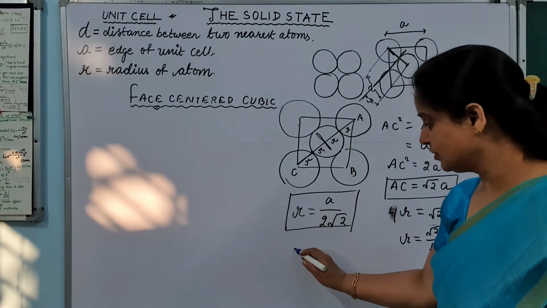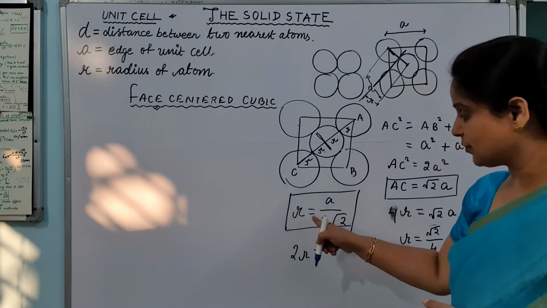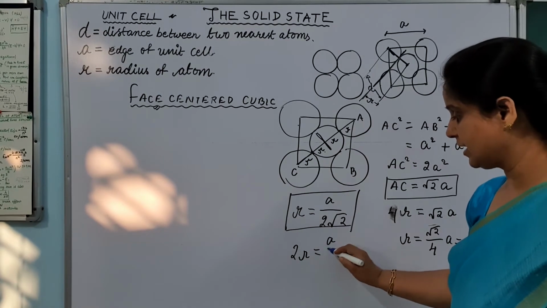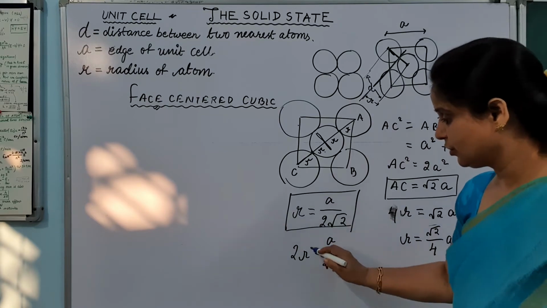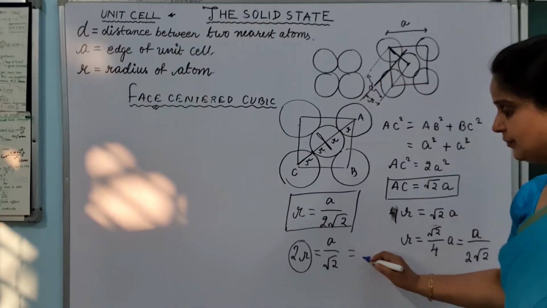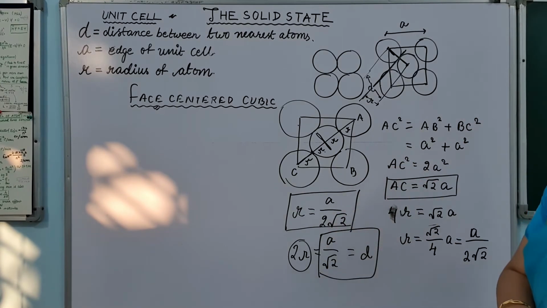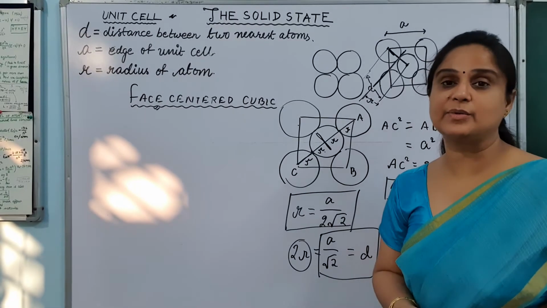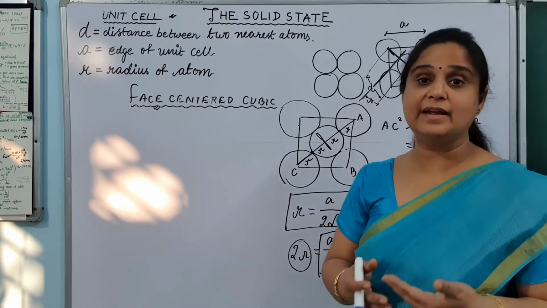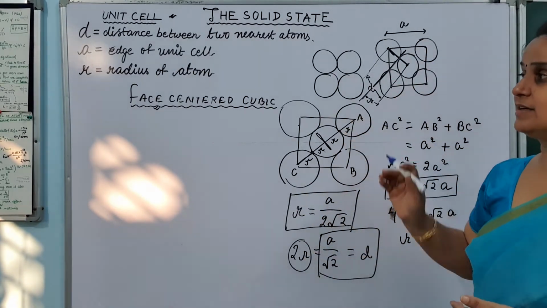I replace this with 2R. Can I write down this formula this way? I am writing 2 here, A upon root 2. And in place of this 2R, what can I put? D. So what is D here? This. So this way we can calculate the relationship between R, A and D for the face-centered cubic.